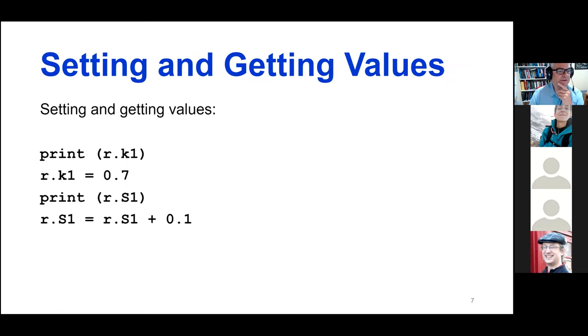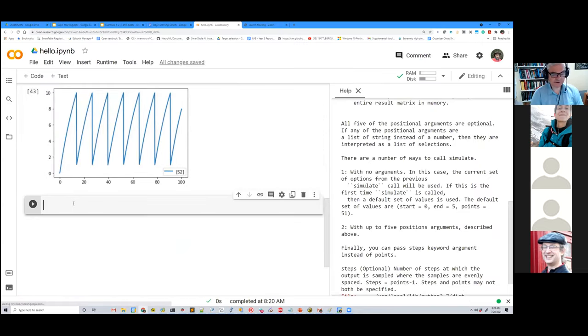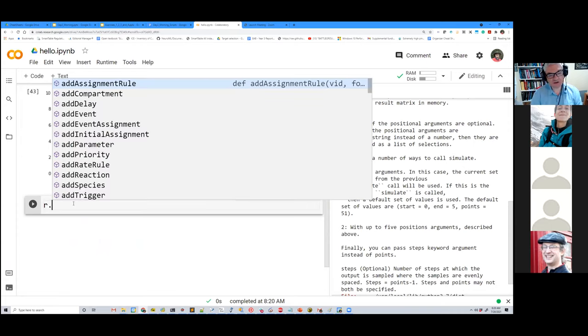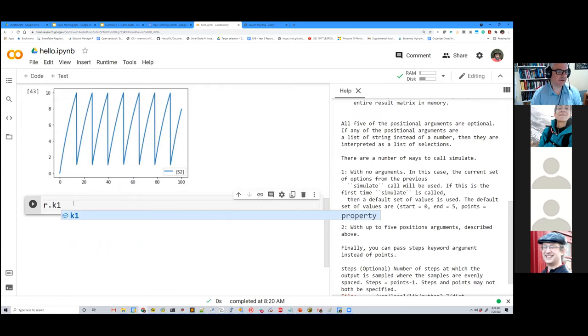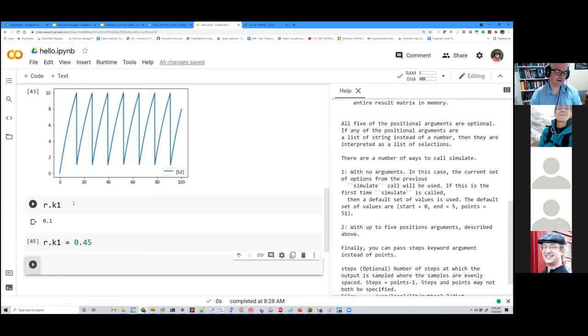Okay, so a couple of things, just a reminder, we've done setting and getting values. Let me just show you this in this one. If I'm down here, I can go r.k1, and it gives me the value of k1, 0.1. I can change k1 if I want, to 0.45. Then I could rerun the simulation and I would get something else. I think you may have seen that yesterday. So that's very easy, changing parameter values.